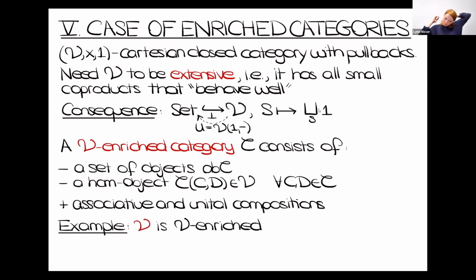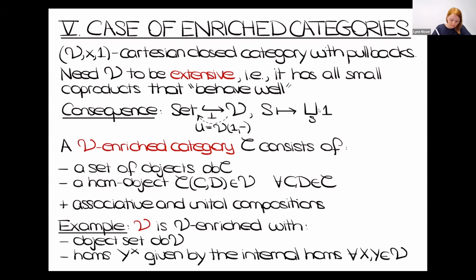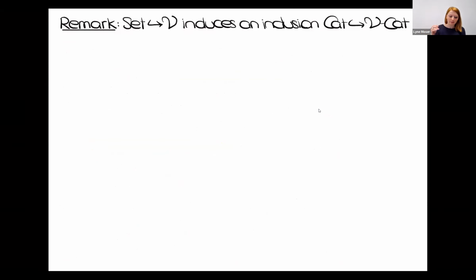So an example: because V is Cartesian closed, it is actually V-enriched. And it's enriched in the following way. Its set of objects is again just the objects of V, but now the homs are these internal homs in V, because V is Cartesian closed, I have internal homs. And so I can see it now as a V-enriched category. So now I have a notion of V-categories, and I know that V is a V-enriched category. So I can say what a V-presheaf is, but first I need to say this.